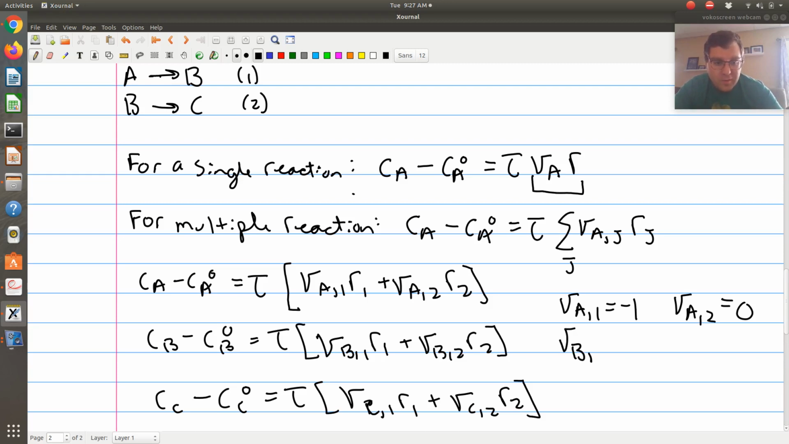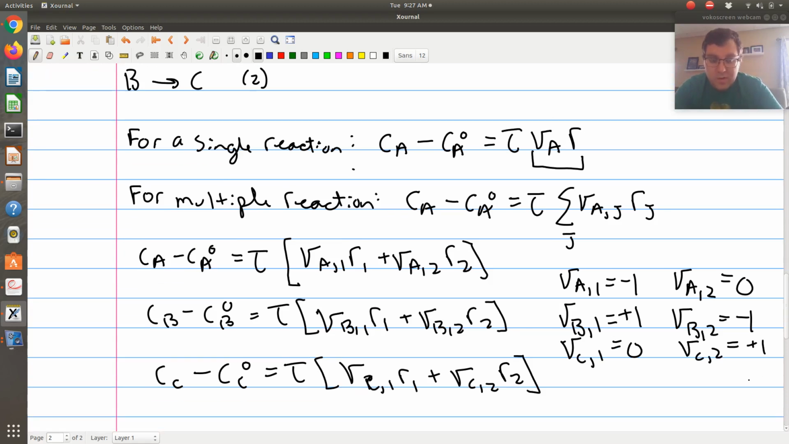So the stoichiometric coefficient of B in reaction 1 is positive 1. The stoichiometric coefficient of B in reaction 2 is negative 1. The stoichiometric coefficient of C in reaction 1 is 0. The stoichiometric coefficient of C in reaction 2 is positive 1. Cool, so there are my stoichiometric coefficients.